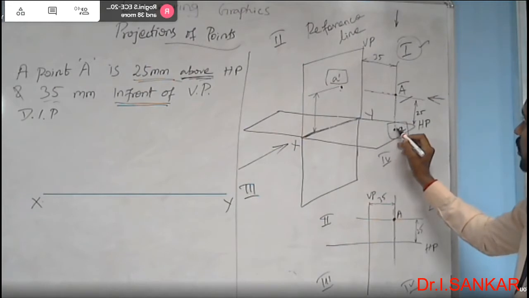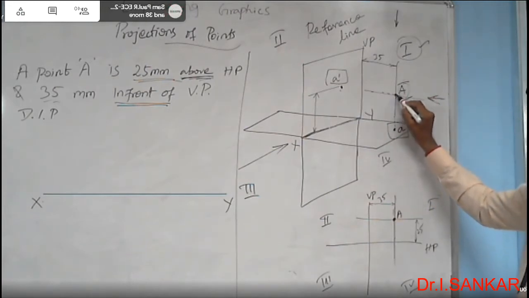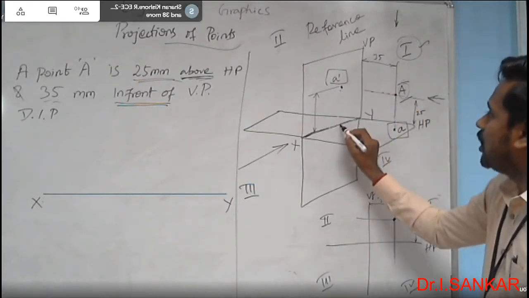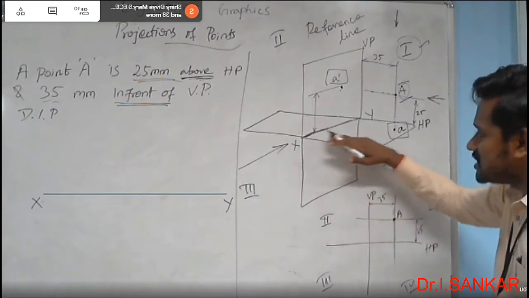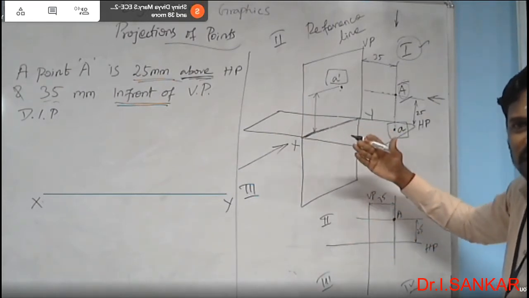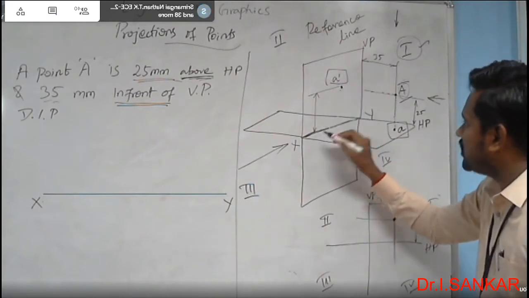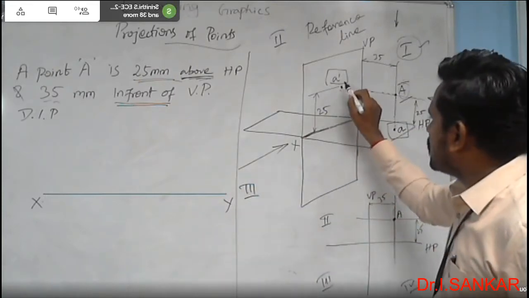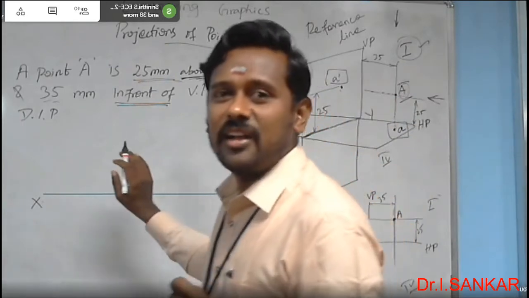See, the same distance is followed here also. The point capital A is located 25 mm above HP. So that's why we are getting A dash in the VP screen 25 mm above HP. XY is nothing but in the range of HP only. So automatically the distance between A dash and XY is again 25 mm only. Right, A dash is located 25 mm above XY. Simply collect this data and use it here.